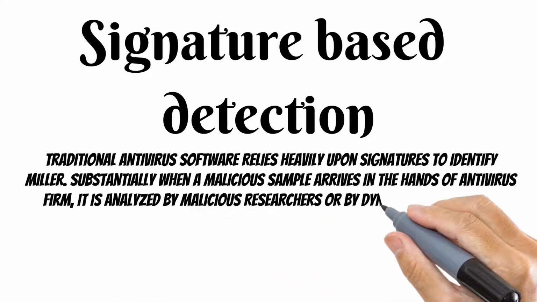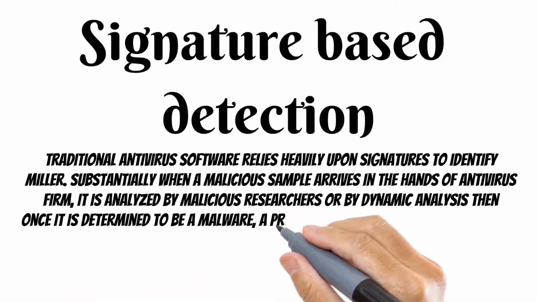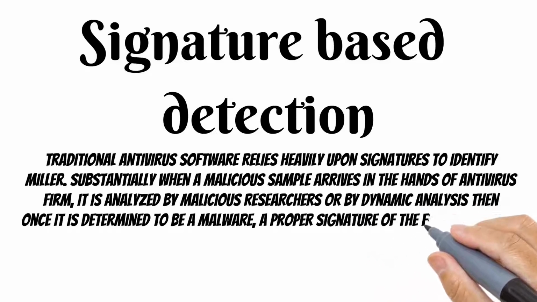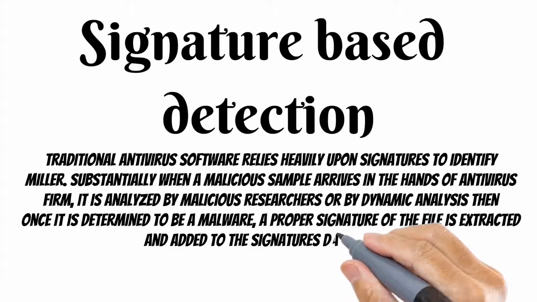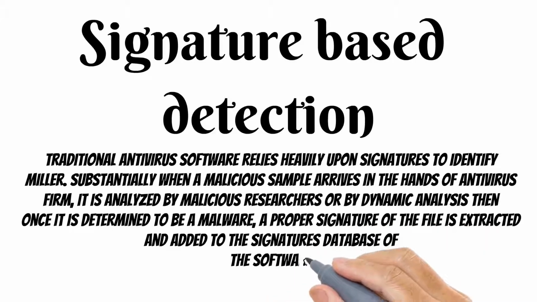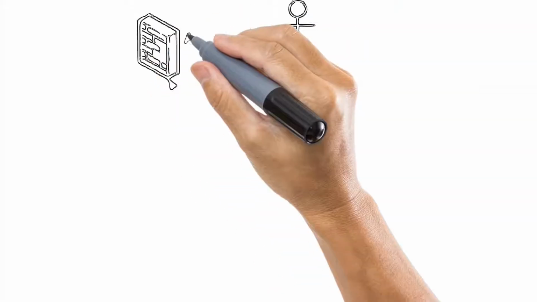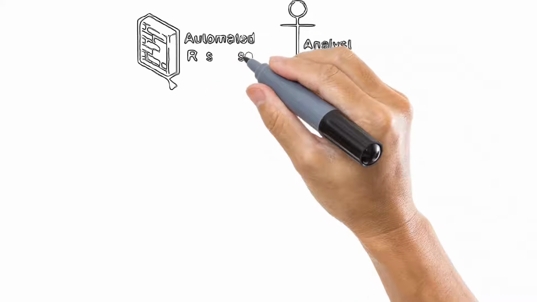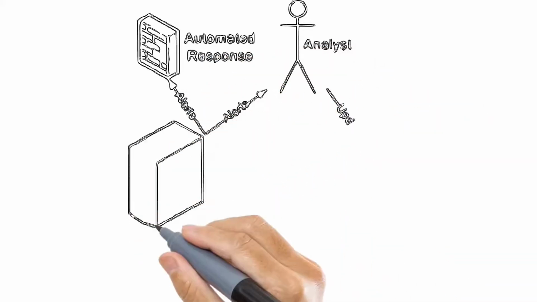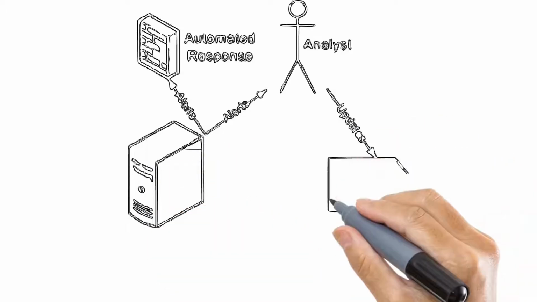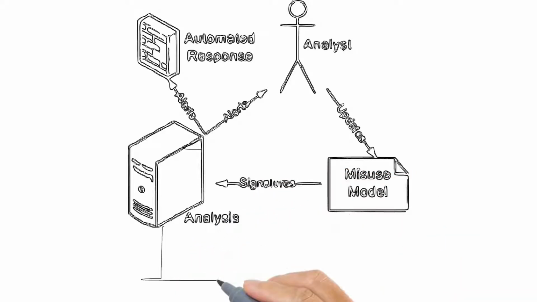Signature-based detection. Traditional antivirus software relies heavily upon signatures to identify malware. Substantially, when a malware sample arrives in the hands of an antivirus firm, it is analyzed by malware researchers or by dynamic analysis systems. Then, once it is determined to be a malware, a proper signature of the file is extracted and added to the signatures database of the antivirus software.